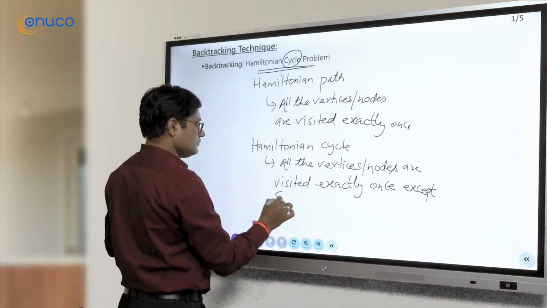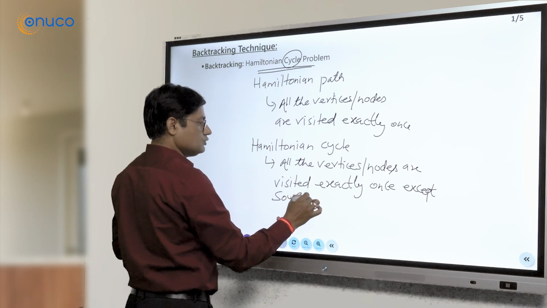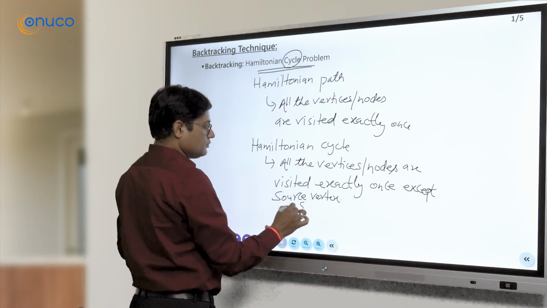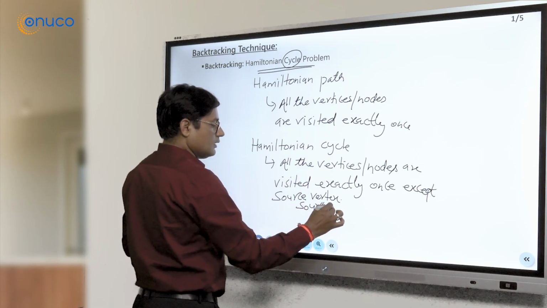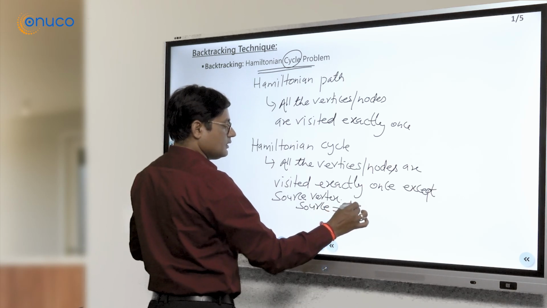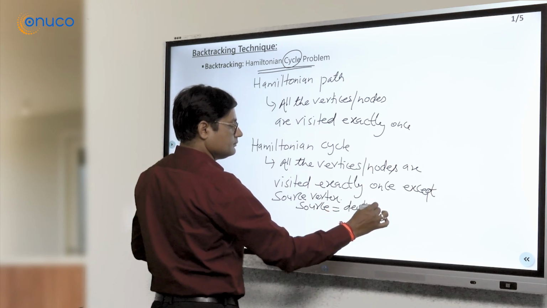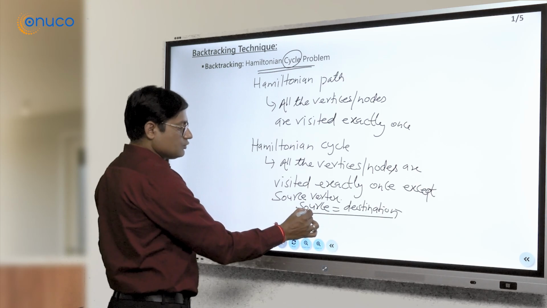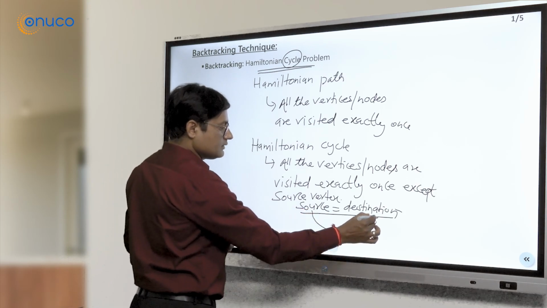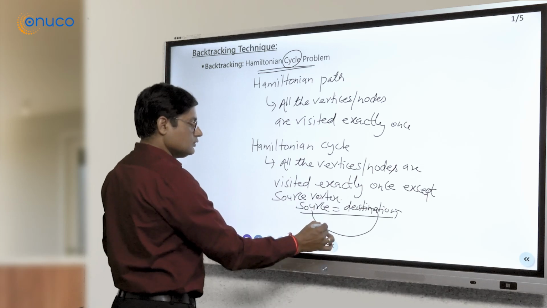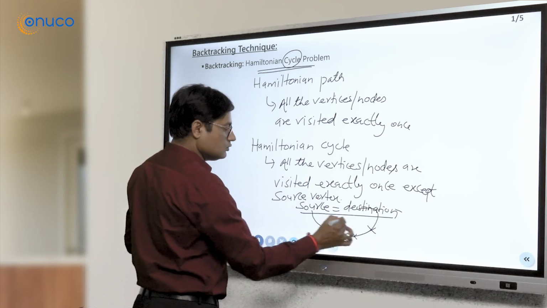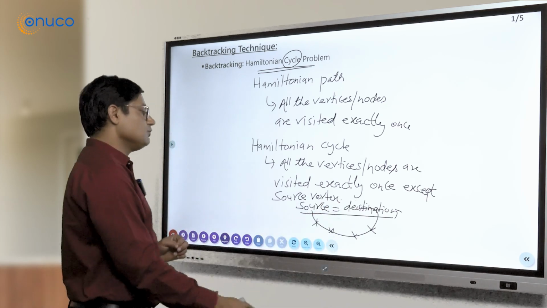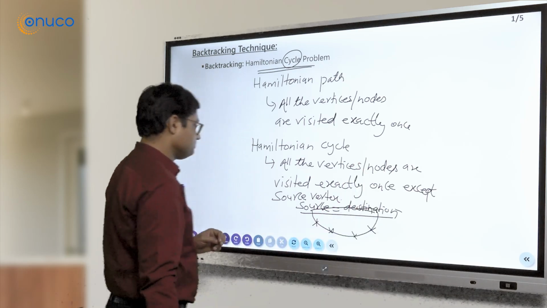except the source vertex. It means here the source and destination remain the same. You start from the source, travel all the places, and come back to the same source. Say this is a node, this is a node, this is a node. We travel all 4 nodes and come back to the same source. It's called a Hamiltonian cycle. So this cycle is completed.